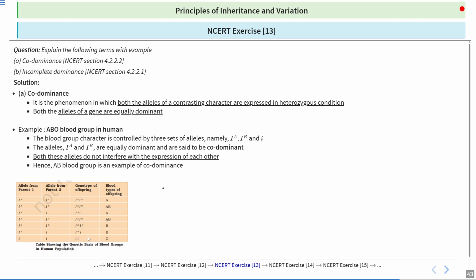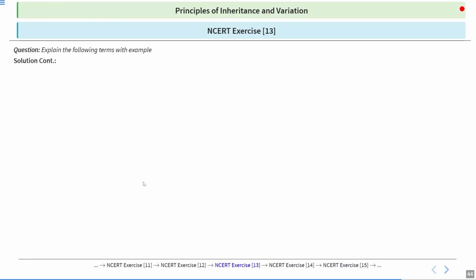So here you can see there are 6 genotypes and there are 4 phenotypes. What are the 6 genotypes here? The 6 genotypes are IA IA, IB IB, IA small i, IB small i, IA IB, and small i small i. So these are the 6 genotypes, but there are only 4 phenotypes. What are the 4 phenotypes? A blood group, AB blood group, B blood group, and O blood group. These are the 4 phenotypes. Clear?